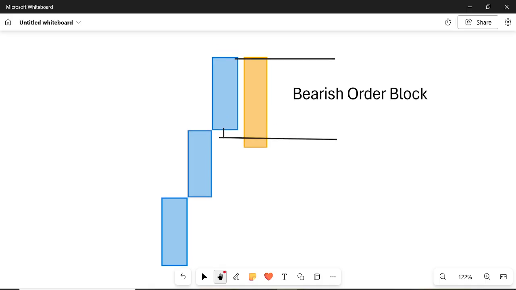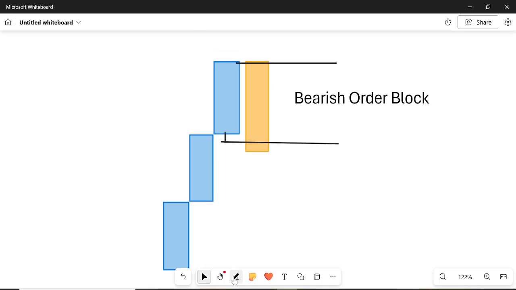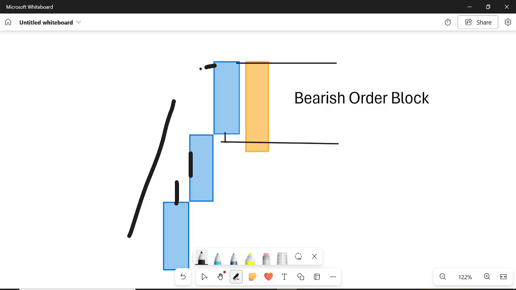So how do we draw it? You can see we have this up move. We have 1, 2, and 3 candlesticks here. This one we can say is the last bullish candlestick because the bullish move has ended here and the first bearish candle has formed here. That's why this will be marked as the last bullish candlestick, and this will be the first bearish candlestick.